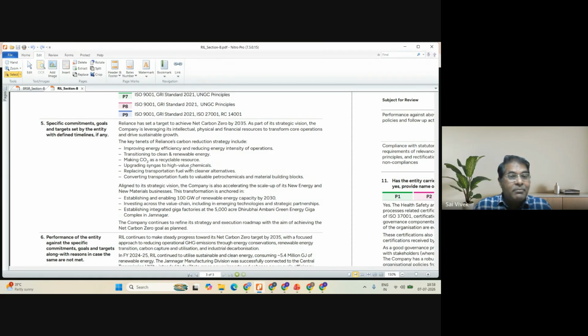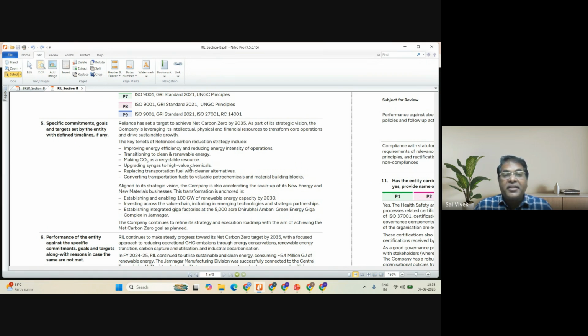Next one is establishing integrated gigafactories at the 5,000-acre Dhirubhai Ambani Green Energy Giga Complex in Jamnagar. This is another ambitious one. Gigafactories in its 5,000-acre Green Energy Complex situated in Jamnagar. So these are its goals.